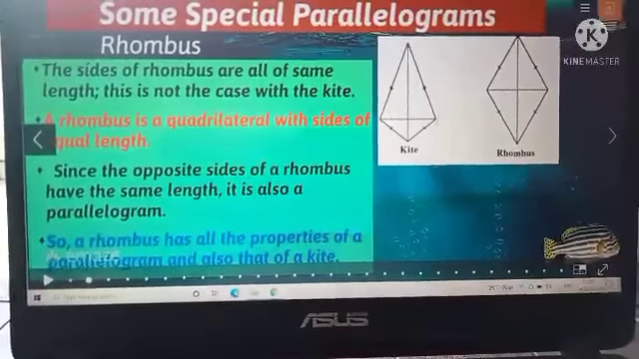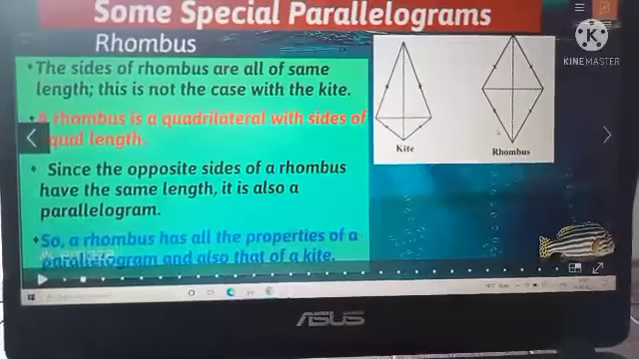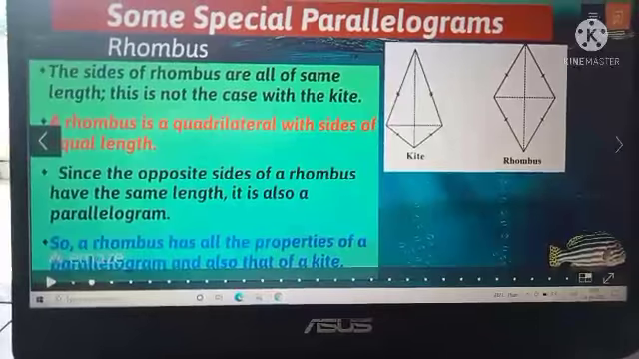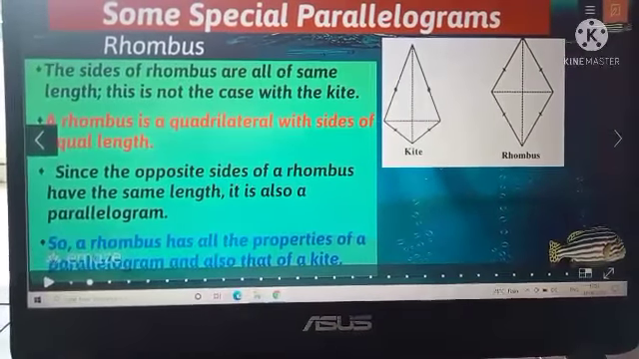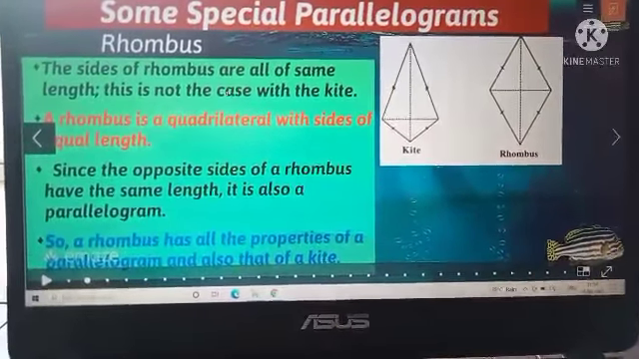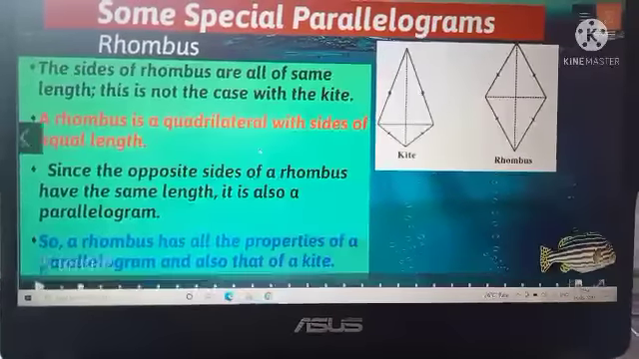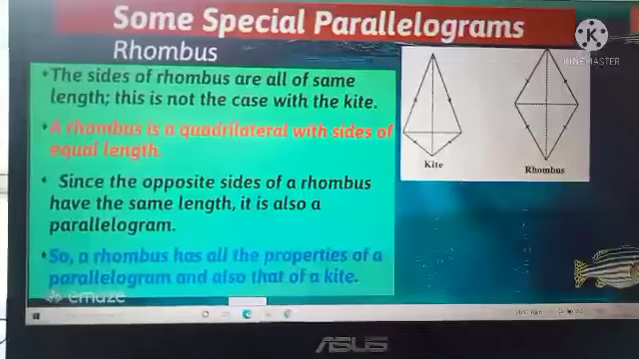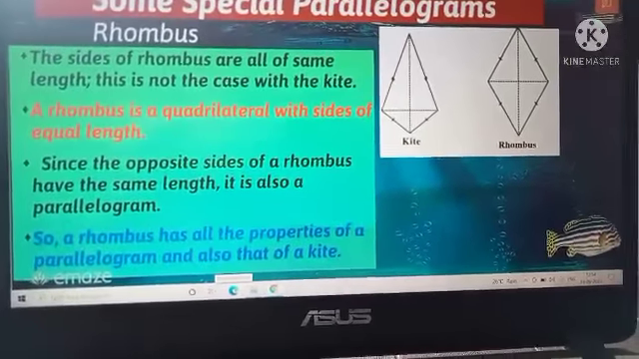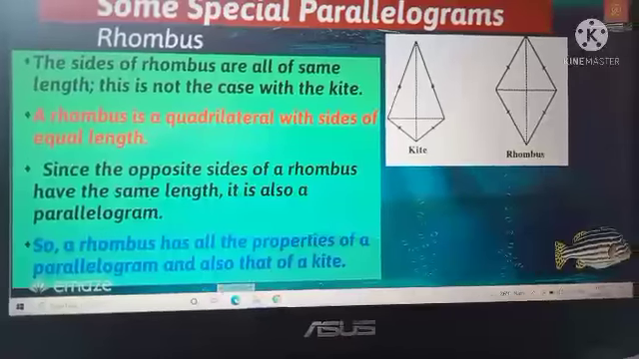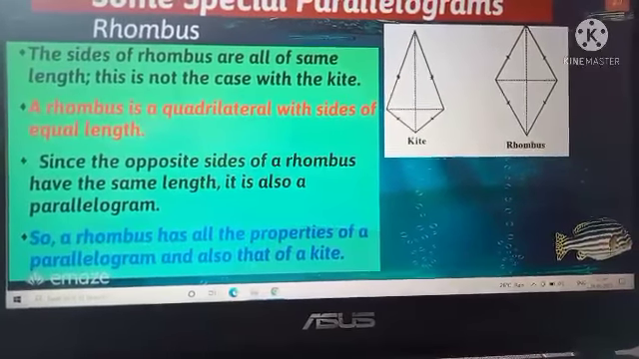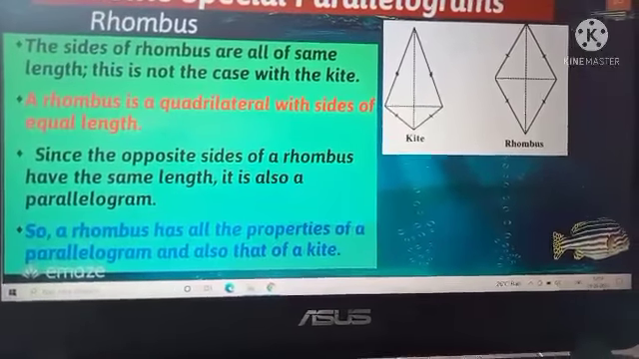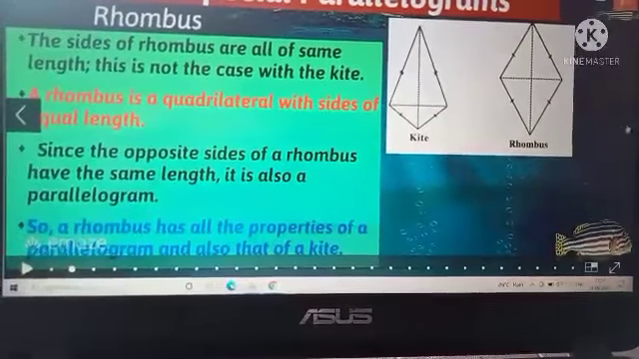See here, I have given the picture of a kite and a rhombus. Can you say how a kite is different from a rhombus? Yes, the sides of a rhombus are all of the same length. But this is not the case with the kite. A rhombus is a quadrilateral with sides of equal length. Since the opposite sides of a rhombus have the same length, it is also a parallelogram. So, a rhombus has all the properties of a parallelogram and also that of a kite.